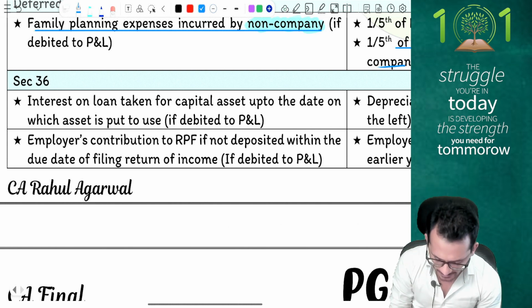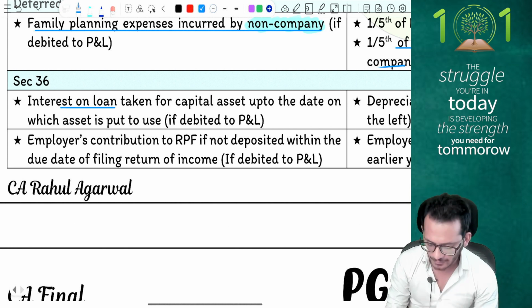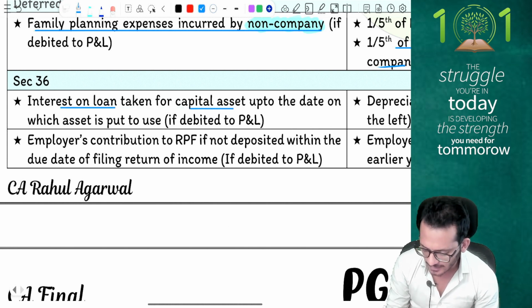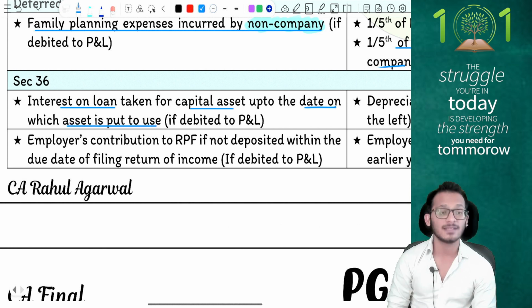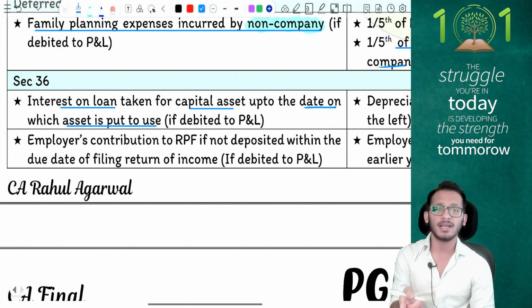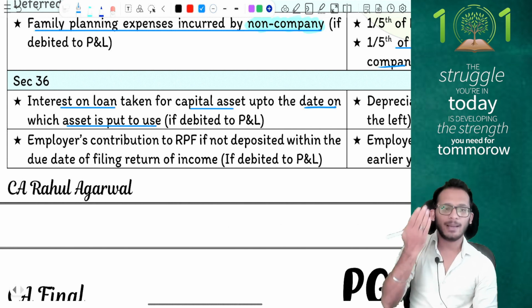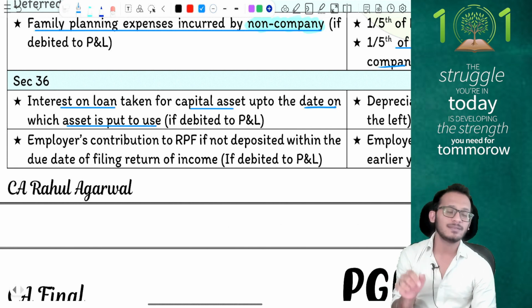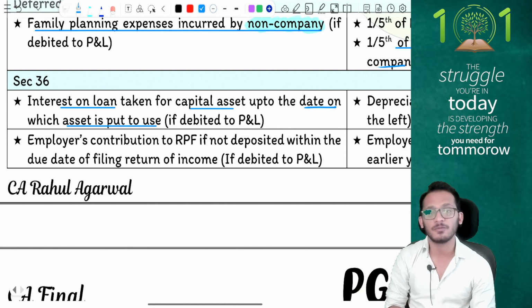The left item says if you have incurred any kind of interest on a loan which is taken on a capital asset up to the date on which the asset is put to use, people, this is the borrowing cost standard. The borrowing cost standard says any kind of interest expenses which you have incurred until the asset is put to use will get capitalized. So if the question says it is debited to P&L, please disallow it from the P&L and capitalize it for the purpose of computation.